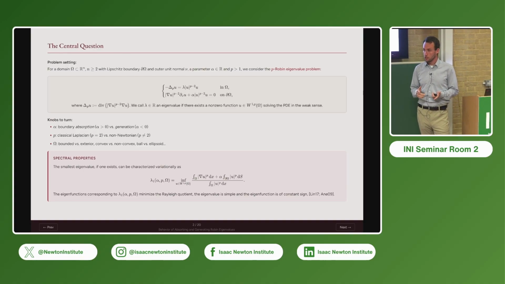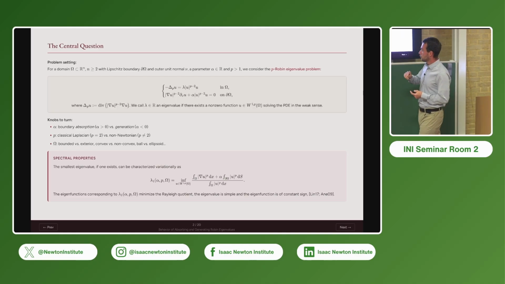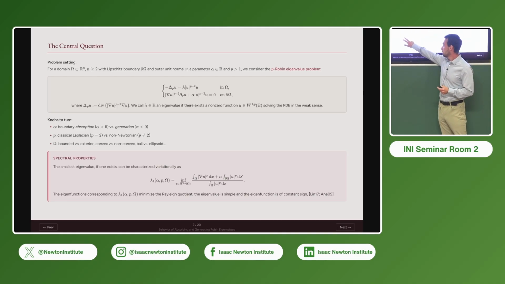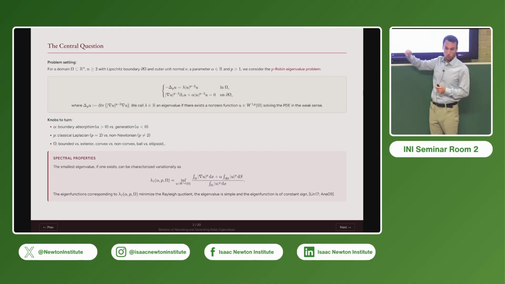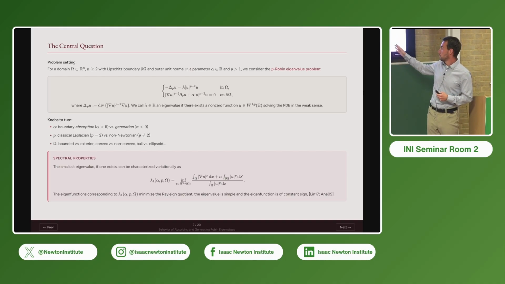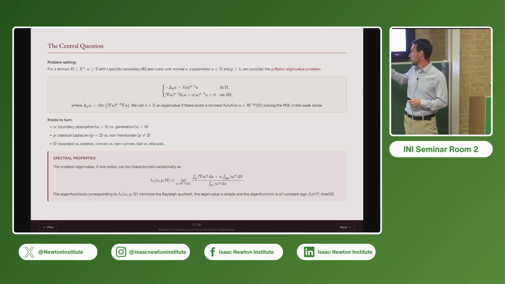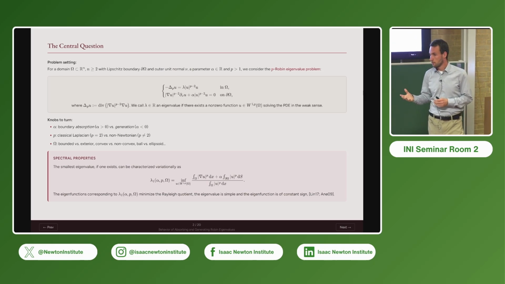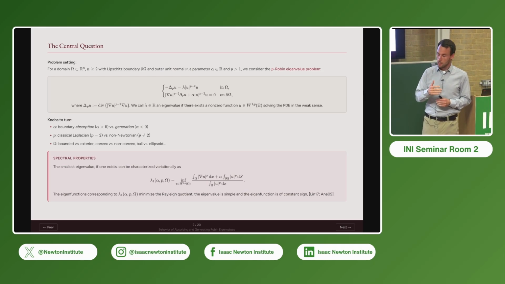The first eigenvalue, if one exists, can always be written as the infimum over all functions u in W^{1,p} of this Rayleigh quotient right here: the integral of the gradient raised to the power of p plus alpha times the magnitude of u to the p integrated over the boundary, divided by the magnitude of u to the p integrated over omega. And many properties that hold true for the first eigenvalue of the classical Laplace operator carry over to the first eigenvalue of the p-Laplace operator.